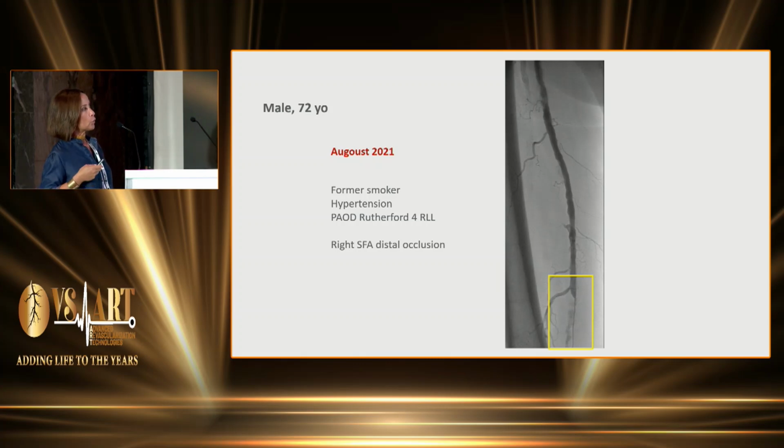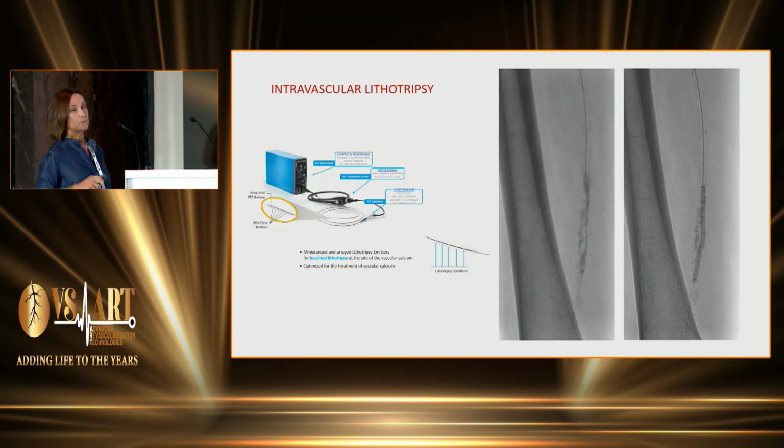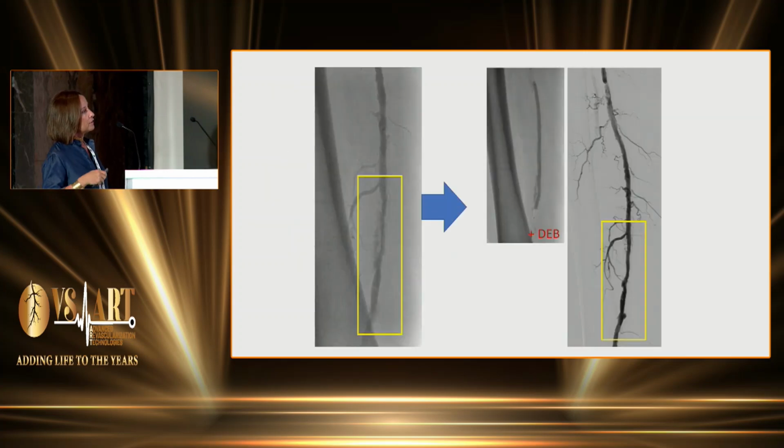Rutherford 4, right lower limb, right distal SFA occlusion, very calcified. In this case, we went for a completely different device. Again, this is a vessel preparation system, not debulking in this case, but working with pulse wave. You have seen it before this morning, and you will see it again later on. It helps us crack the plaque at all levels of the vessel wall. It was nice to achieve a good result, always in addition with a drug-eluting balloon.